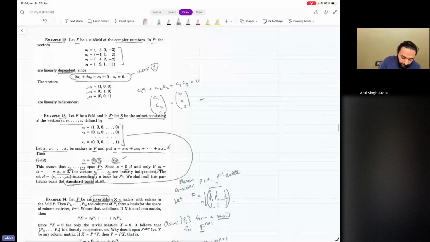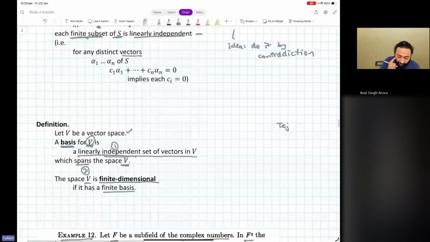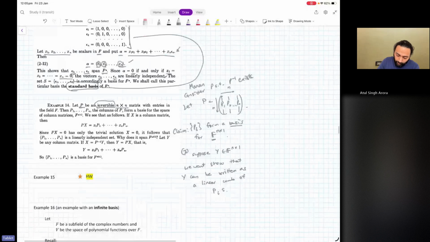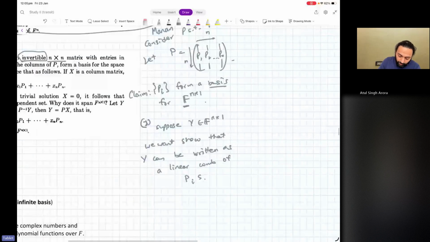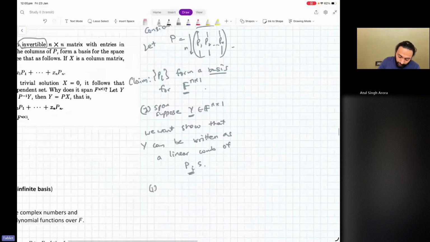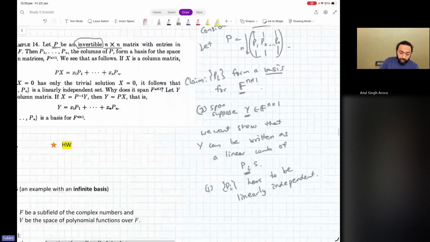So let's look at the definition again. There were two properties. One we had to establish was that it spans the space, and the other was that it's linearly independent. To span means that you can write any y as a linear combination of the Pi's. That is the spanning property. And the other property was that the Pi's have to be linearly independent. I'm just writing down what the definition is. Okay, so let's see how the example solves it.